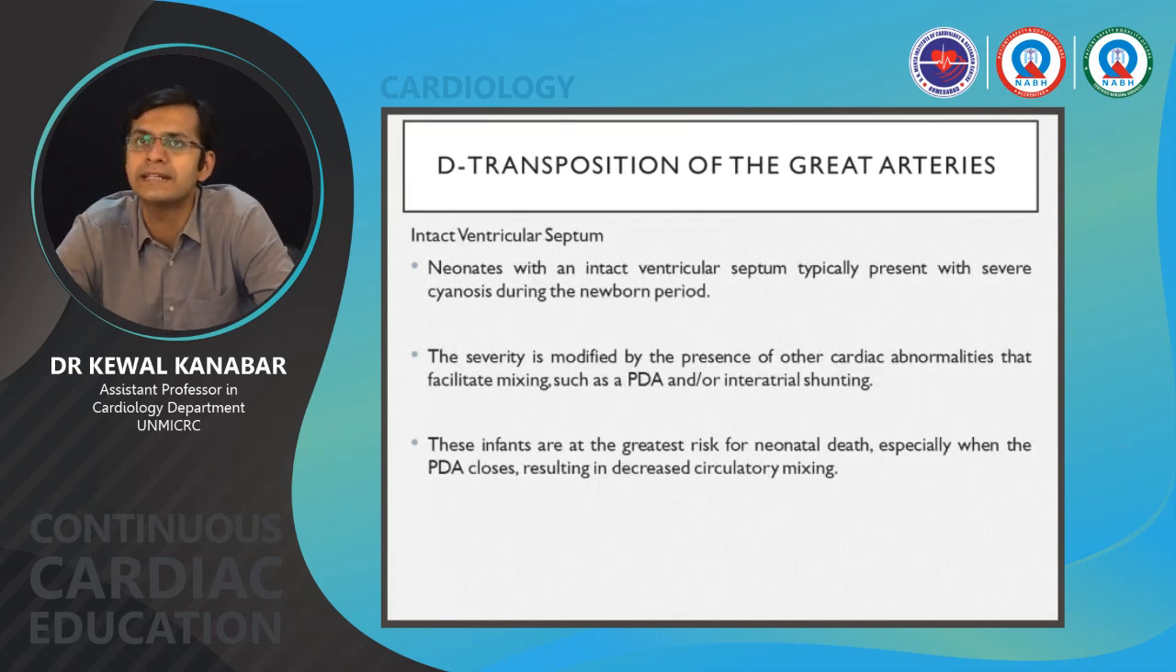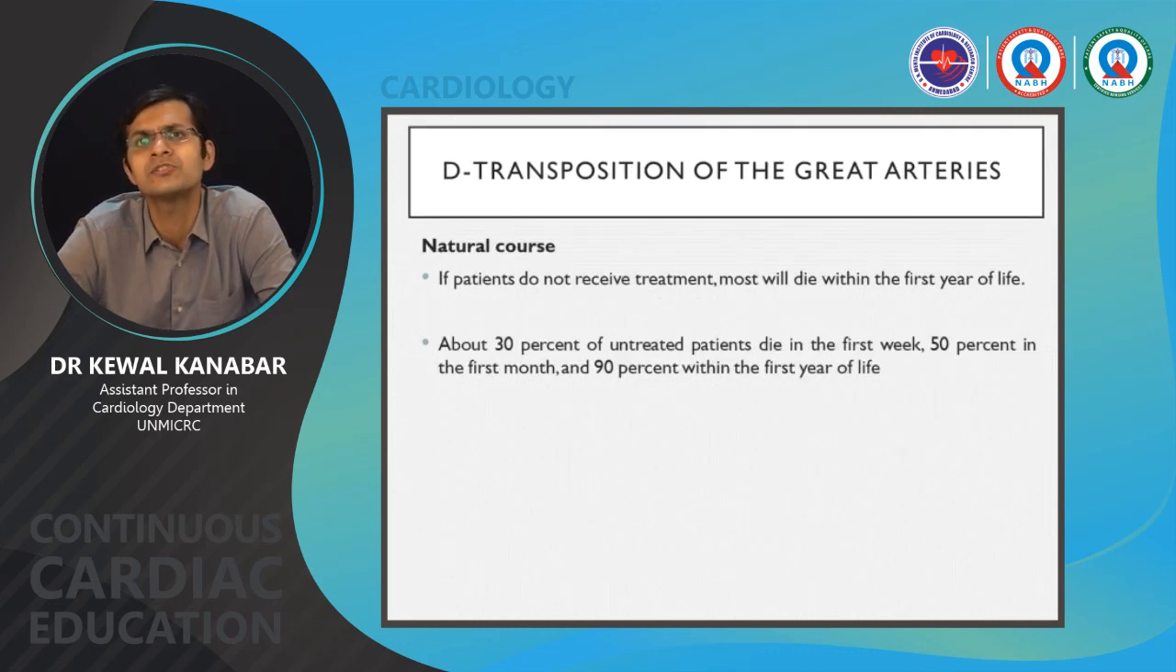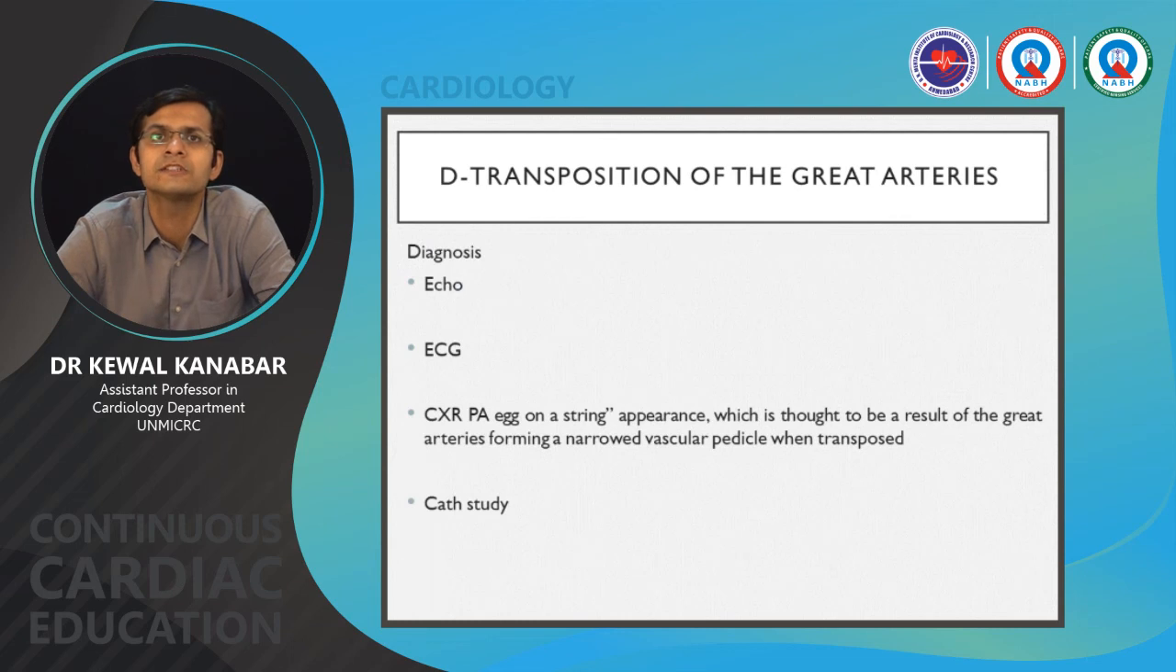Neonates with intact IVS are going to be severely cyanotic, and the severity is modified by the presence of an ASD or a PDA. Patients with intact IVS are at the highest risk, and this is one of the worst substrates. Natural course, if not operated, most of these will die in first year of life, and mortality at 1 year is around 90%. Diagnosis is made on the basis of an echo, which is going to give us almost all the details.